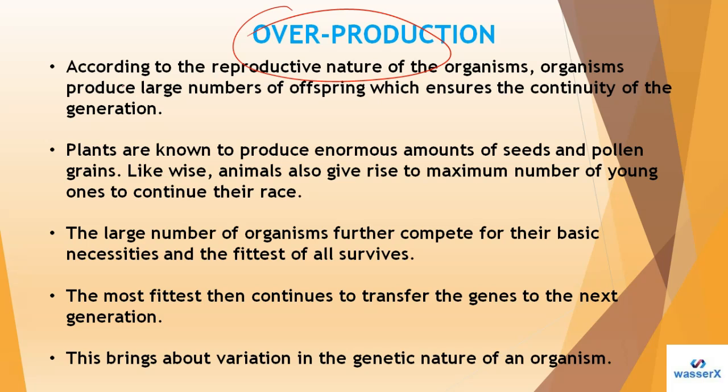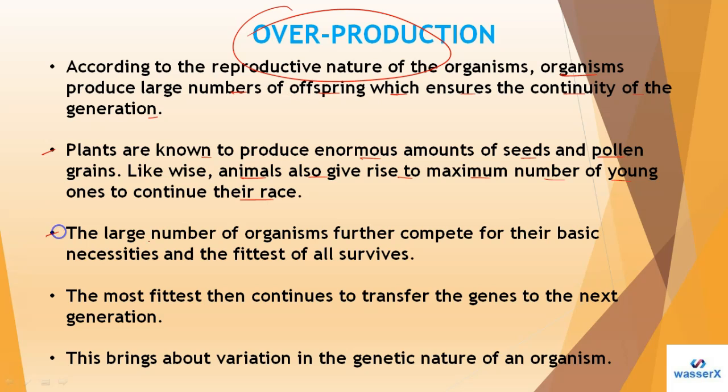We know, students, that overproduction is the reproductive nature of the organism. According to this reproductive nature, organisms produce a large number of offspring, meaning their babies, which ensures the continuity of the generations. That is the first point. In the second point, plants are known to produce enormous amounts of seeds and pollen grains. Likewise, animals also give rise to a maximum number of young ones to continue their race. That is what we call overproduction.